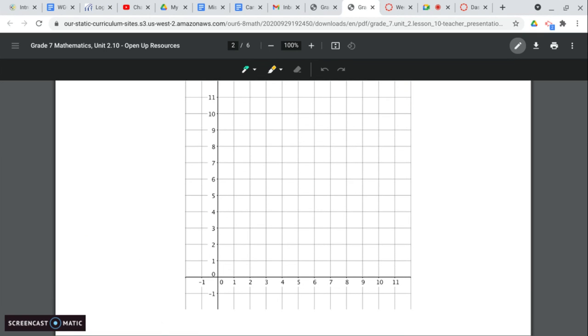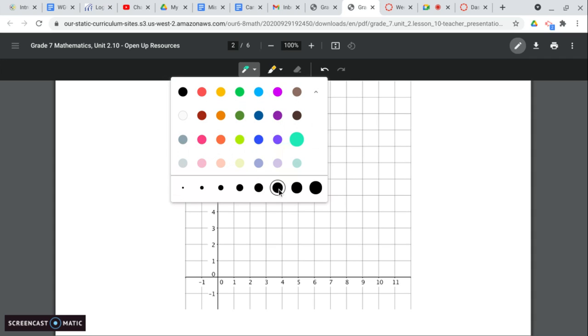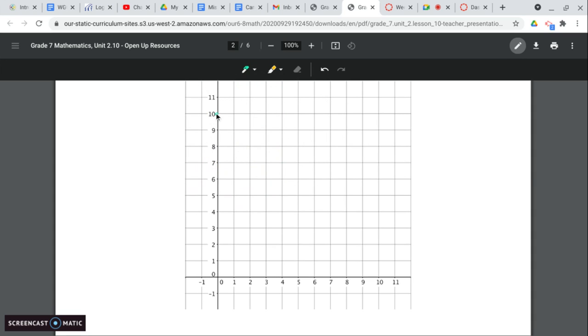All right, so our first point, like I said, was 0, 10. So that means 0 on the x-axis and 10 on the y-axis. So this point right here. So there's our first point.